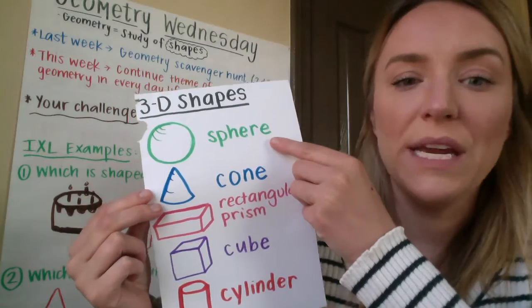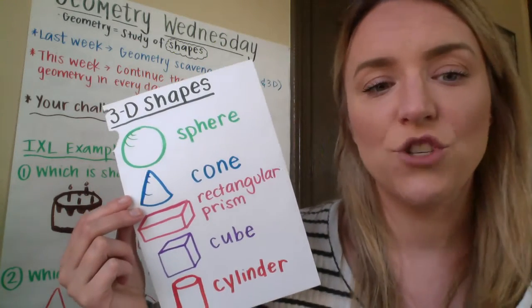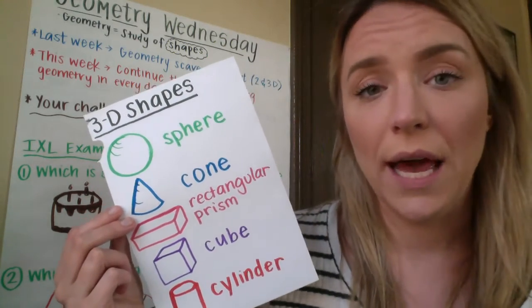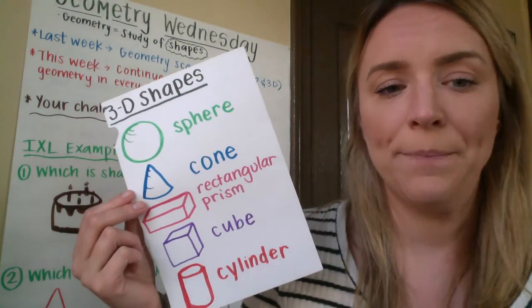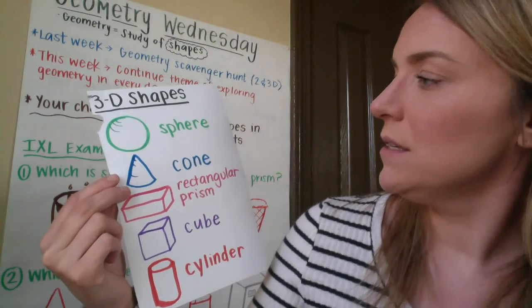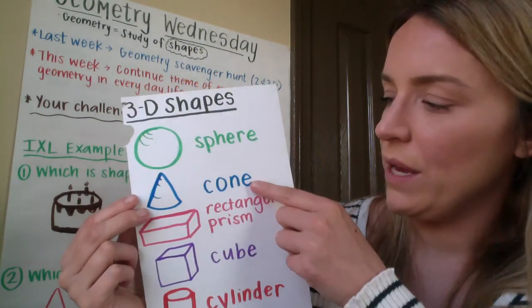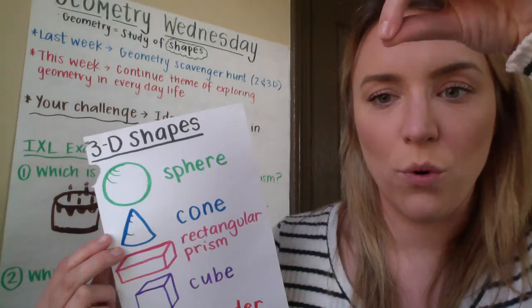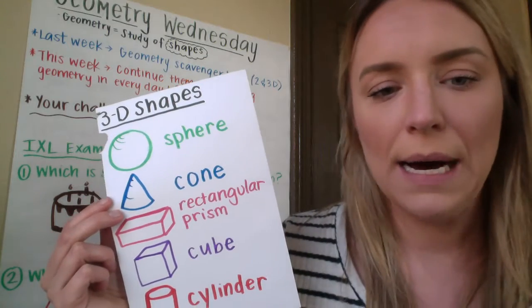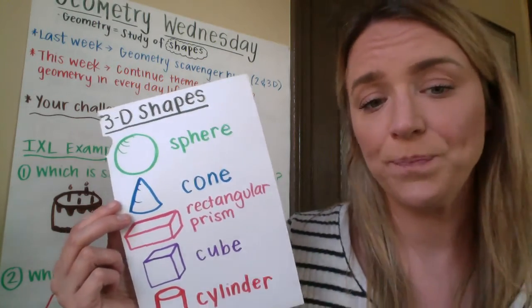So first one here is our sphere, and a sphere is round. It's the shape of a ball, like a basketball or a tennis ball or a soccer ball. And a cone is our next shape. A cone is going to be flat on the bottom. It's going to be round on the sides and come into a point at the top. And so we can see cones in ice cream cones, safety cones.